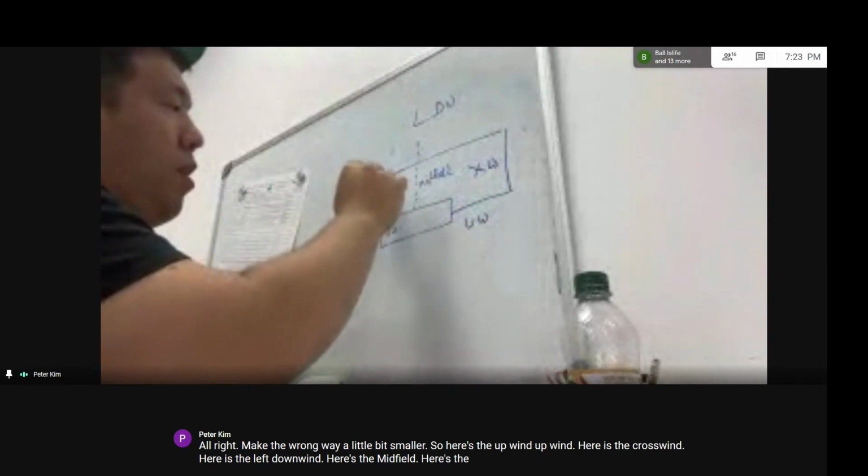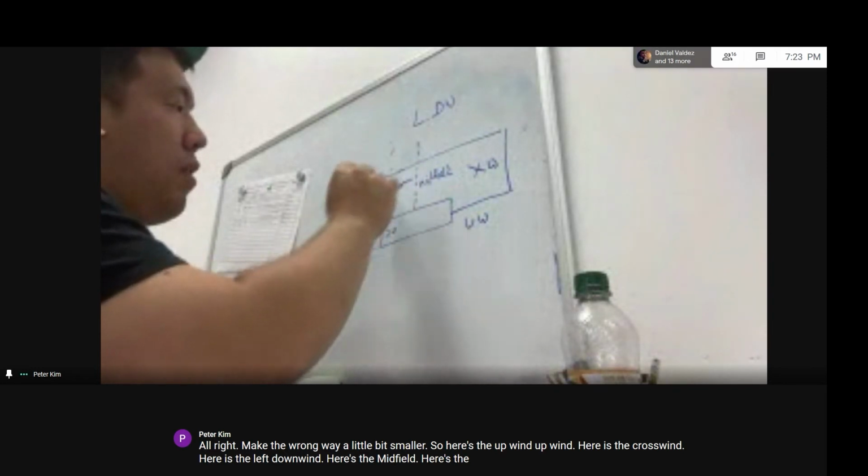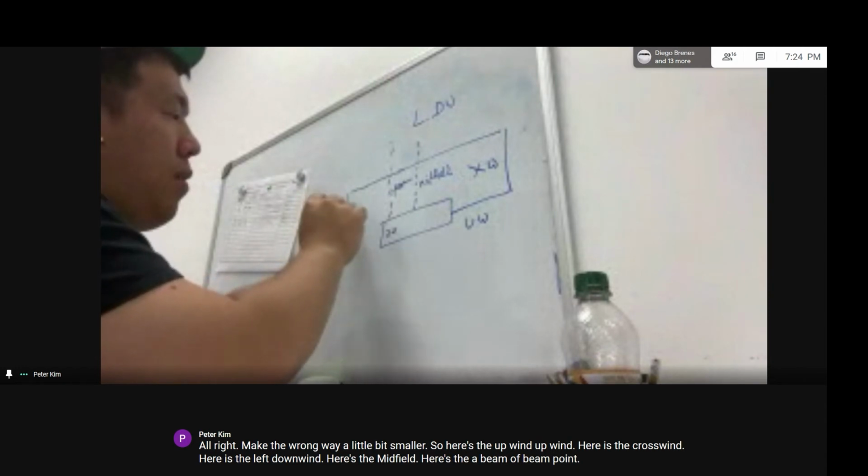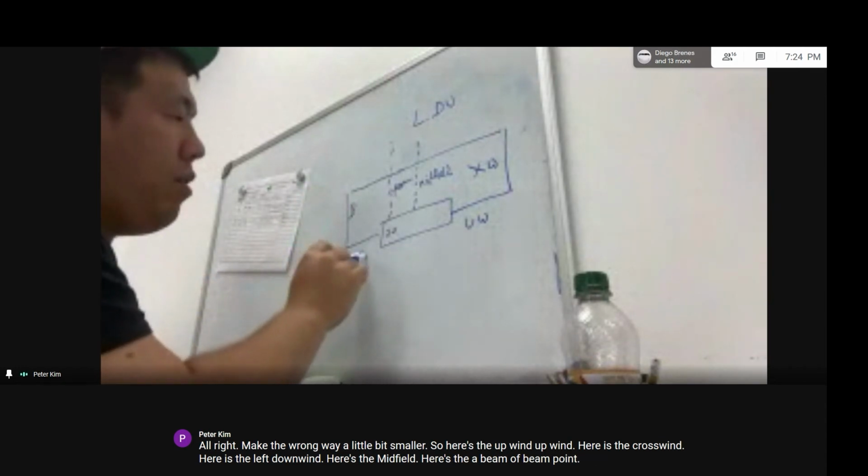Here's the beam point. Base and final. All right.